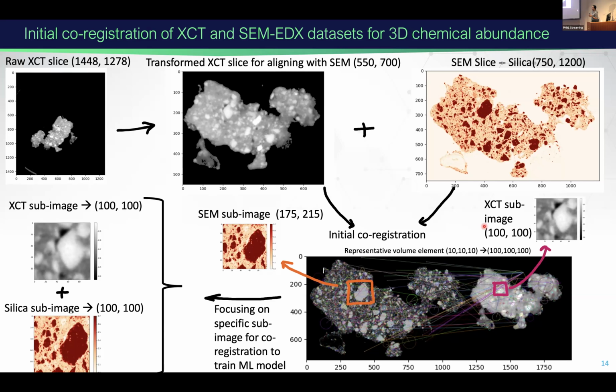Obviously, in the co-registration process, you are going to get errors. So are the errors important? How important are they? We are going to use a representative volume element to match the maximum volume size. When you're trying to co-register, you're going to get a different image for the SEM-EDX, so we are going to coarsen that into the same size as the XCT. And we are going to use a part of this image for training the machine learning algorithm.